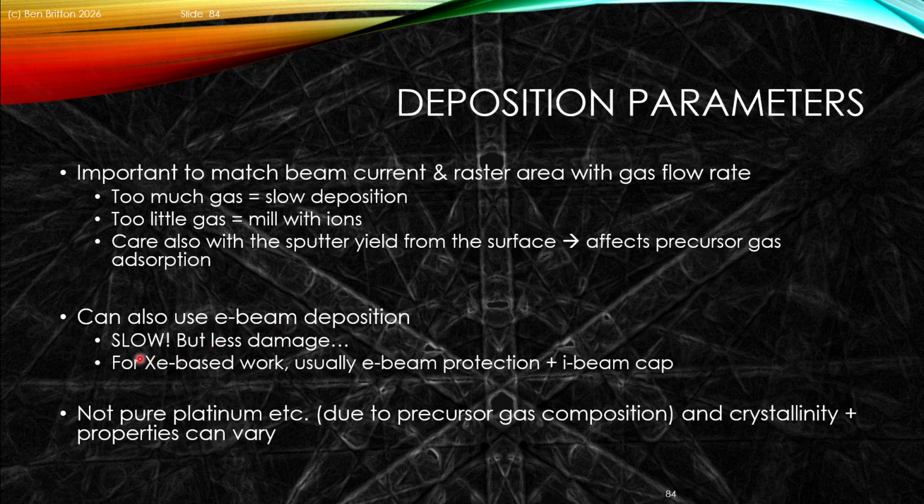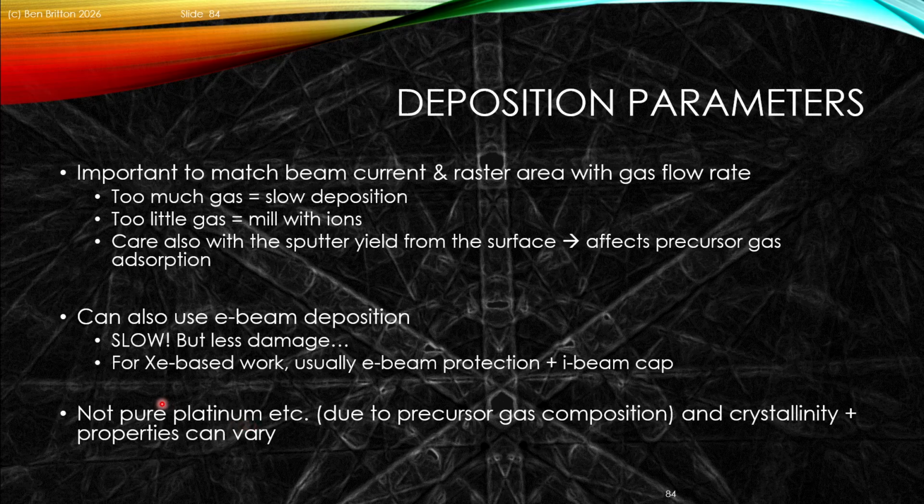Now, in addition to ion beam based deposition, you can also use electron beam deposition. This is typically much slower, but because you don't have the ion beam attacking the surface, it causes less damage to our material. In practice, what we often do is use a first layer of electron beam protection. We do an electron beam based deposition to put down a very thin layer, and then we build on top of that with an ion beam cap to give us the appropriate thickness of material. We also use that in gallium FIB work as well.